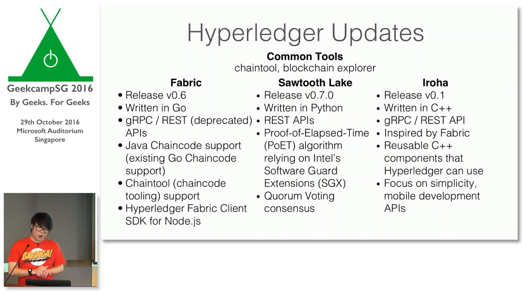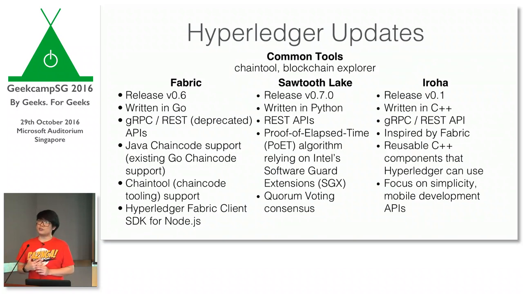Java chain code support was just recently implemented, with Go chain code already in there. Chain 2 is another language in a way, which I don't quite understand, but that's another one that's there. And then what just came out was the HyperLedger Fabric Client SDK, which is just a wrapper of calling the gRPCs and or the REST APIs within an SDK, which I'll show you a little bit later.